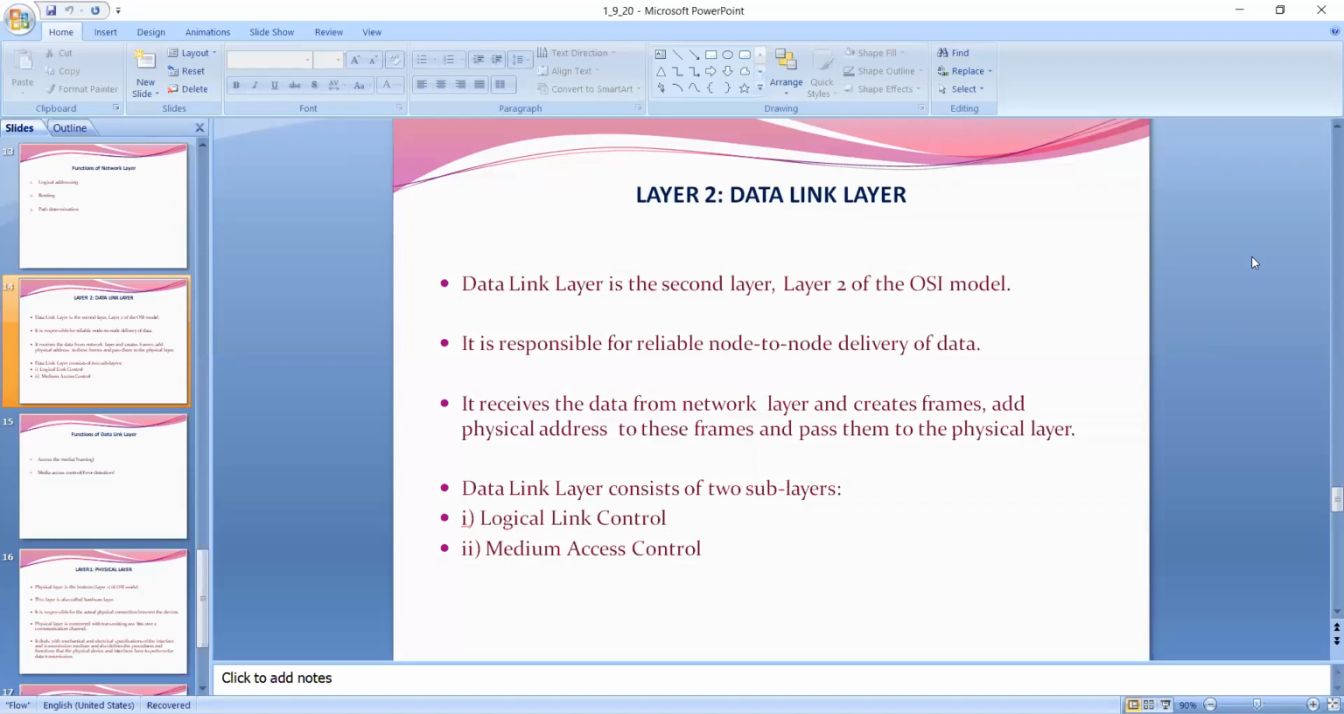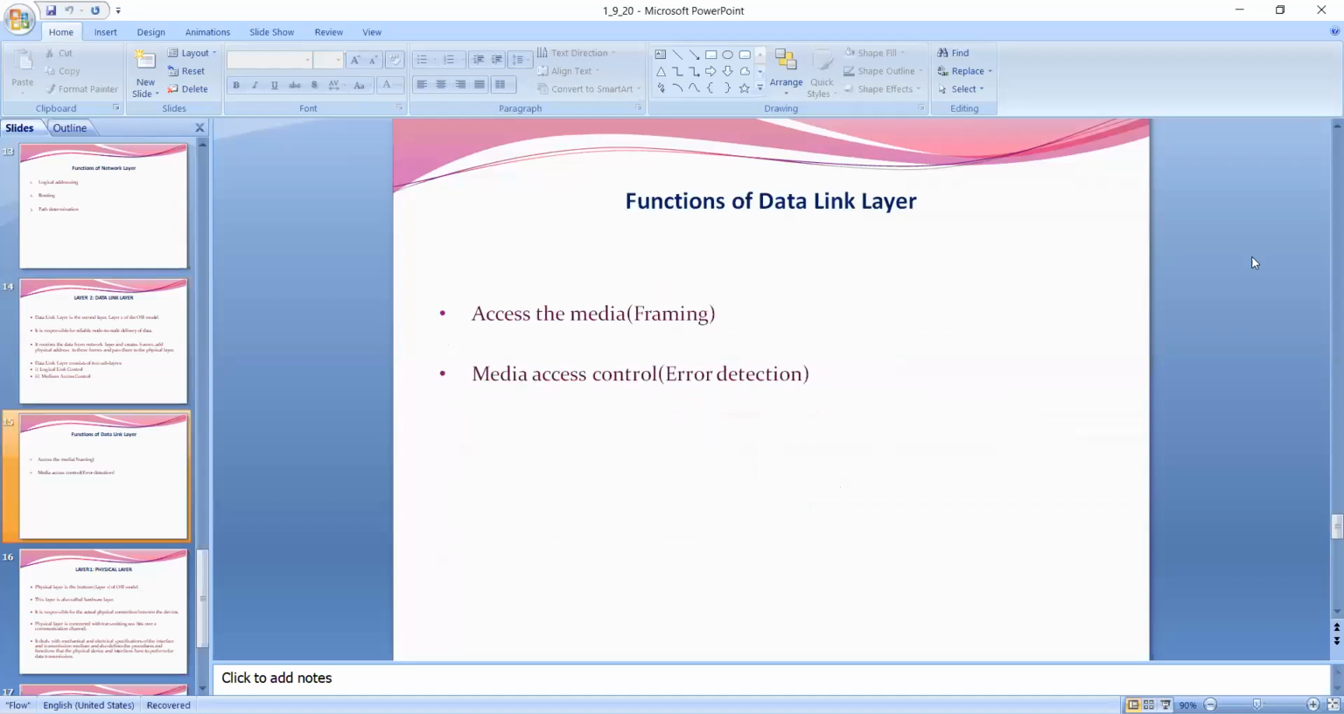We will see the functions of the data link layer. The first one is accessing the media, which is known as framing. Next, media access control. So not only accessing the media, but also controlling the media access by error detection. These are the two functions performed by the data link layer. First of all, what is meant by accessing the media?